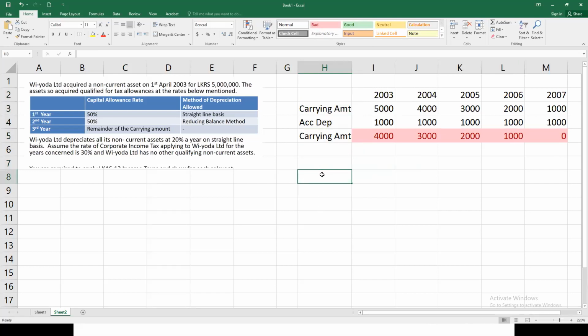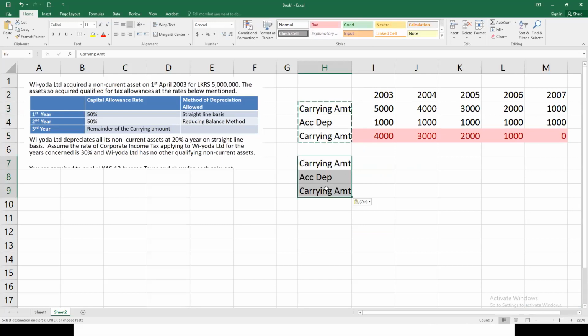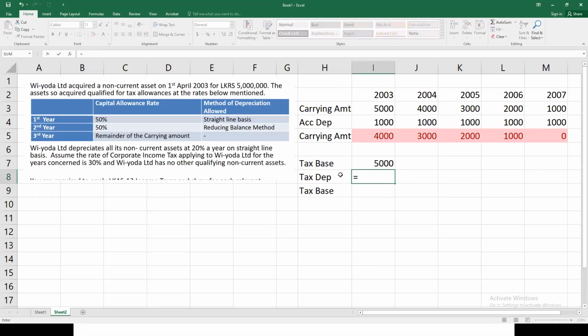Now we move to the tax calculation. Now it becomes the tax base, isn't it? Tax base here. How much is it? It's equal to 5 million, no? And how much is the tax depreciation for the first year? 50%. Then how much? 2,500. Good. And the balancing figure will be 5,000 minus 2,500 equal 2,500.